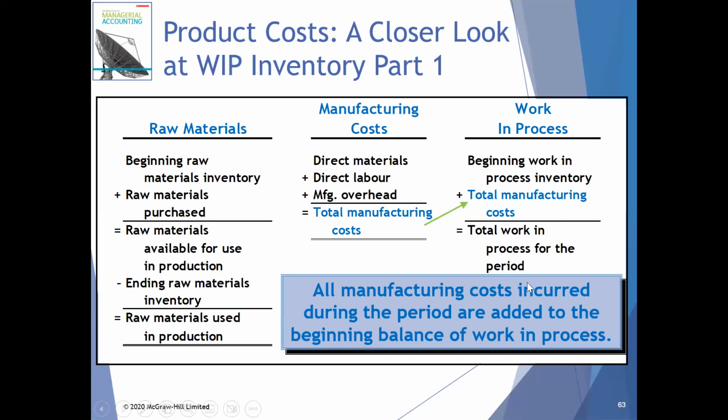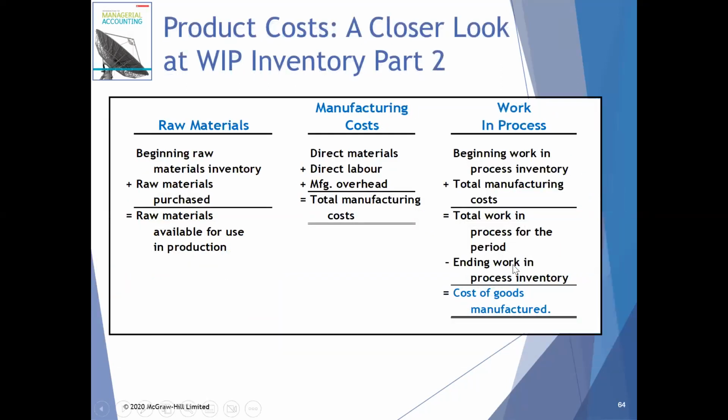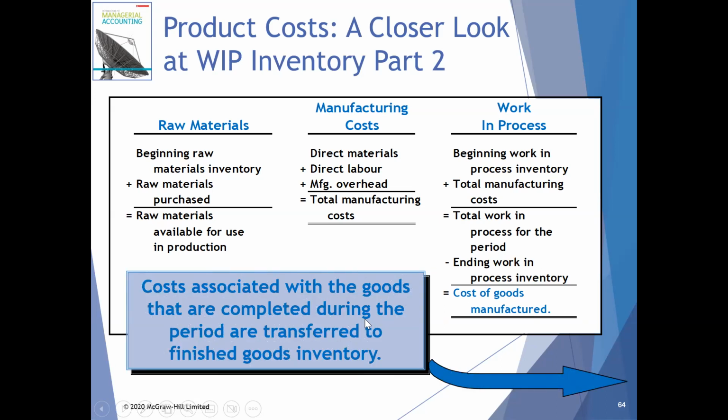So all manufacturing costs incurred during the period are added to the beginning balance of the work in progress, and minus the closing stock in the work in progress, that would be the cost of goods manufactured. Now, cost of goods manufactured, this is what we found. And the last stage will be the finished goods. Opening balance of finished goods plus cost of goods manufactured minus closing, and that will be cost of goods sold. Right? This is cost of goods manufactured. Now look at this. Costs associated with the goods completed during the period are transferred to the finished goods inventory. Yes.